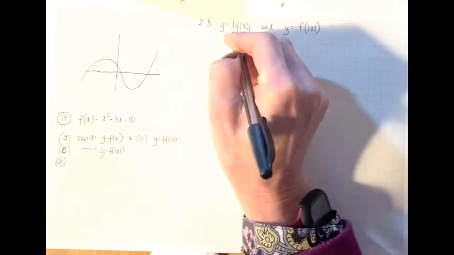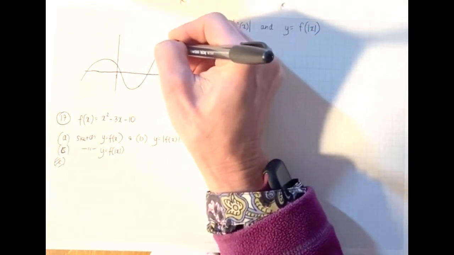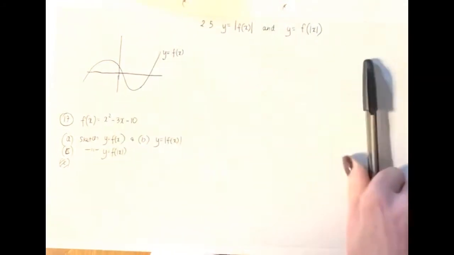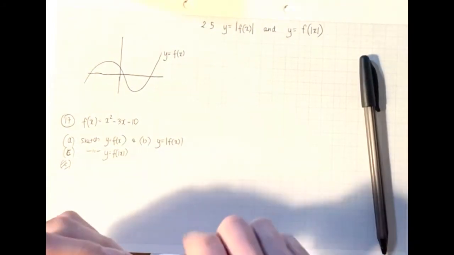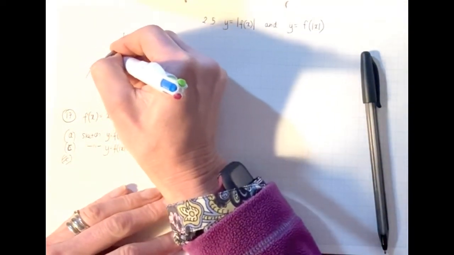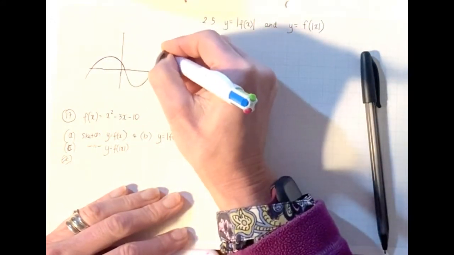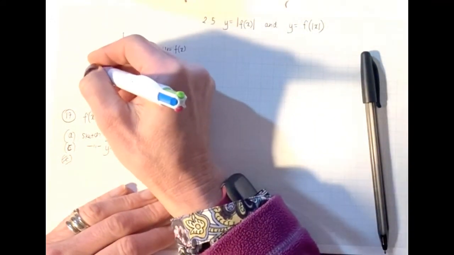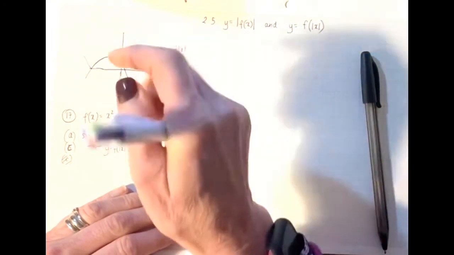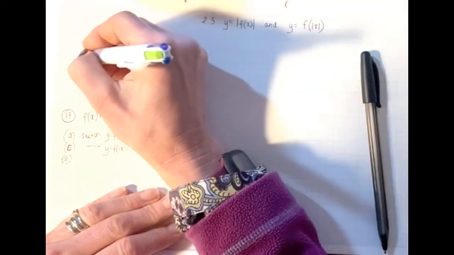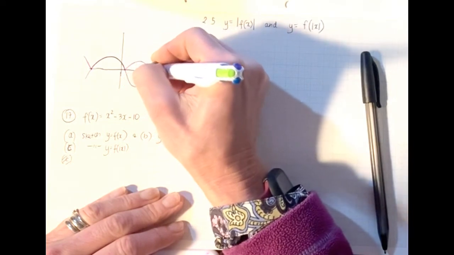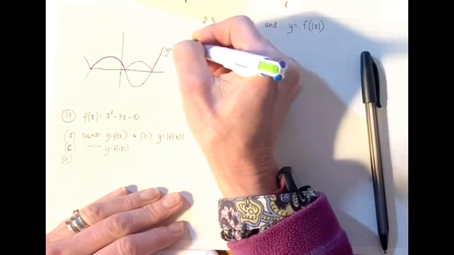What effectively happens when you sketch y equals modulus of f of x, you are going to use the graph of f of x. Any parts that are above the x-axis will remain as part of your answer, and parts that were negative will be reflected in the x-axis. So altogether, you're going to get everything above the x-axis as your answer. So this is your graph.